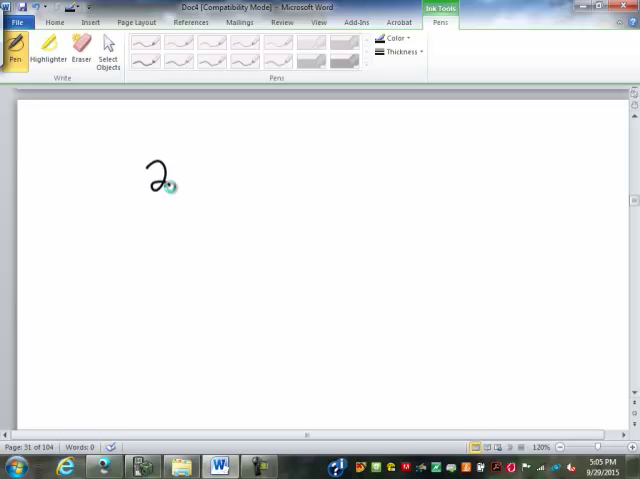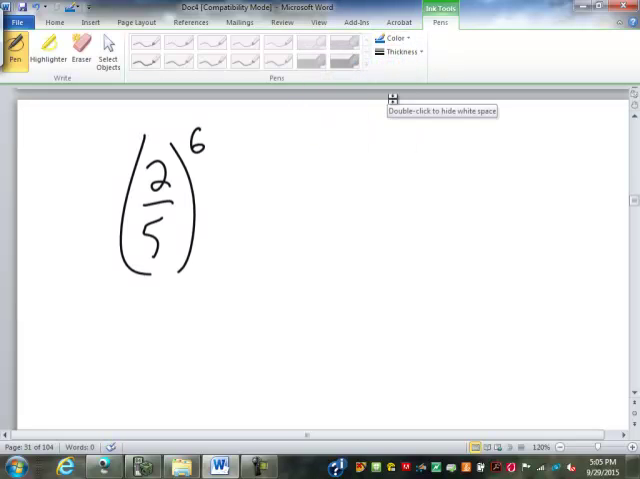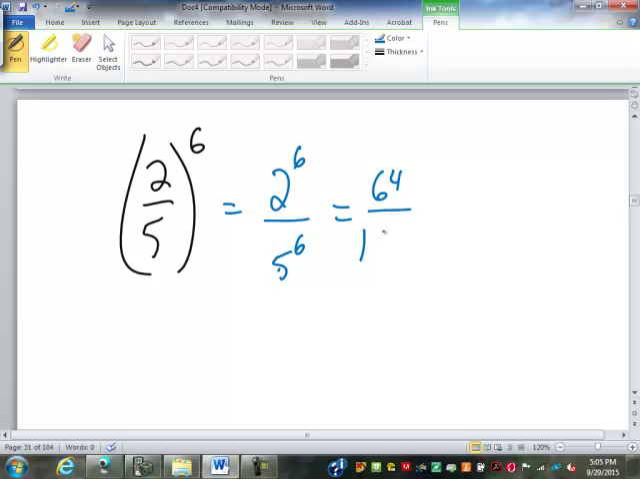You might have something like this: 2/5 to the power of 6. How do we do that? Remember, we split it up. It's 2 to the power of 6 over 5 to the power of 6. 2 to the power of 6 is 64. 5 to the power of 6 is 15,625.